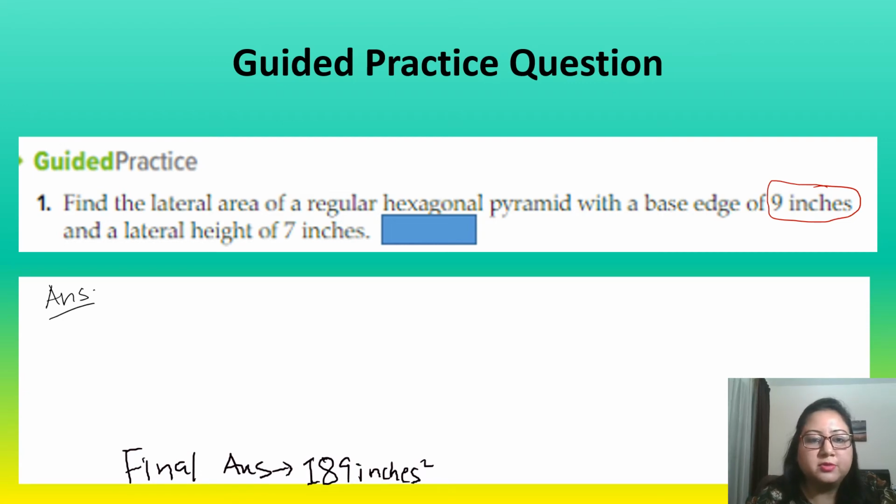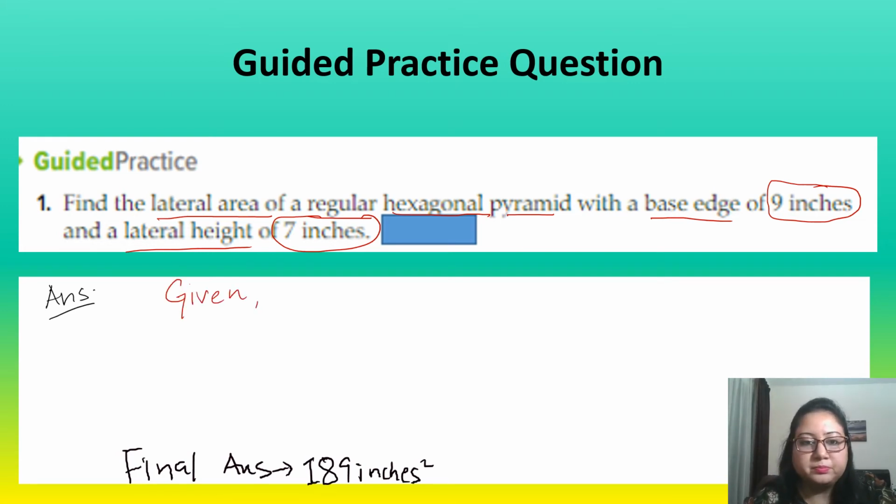So let's read it for the first time. Find the lateral area of a regular pyramid. So we have to find the lateral area. And what is this pyramid? It's a regular pyramid with a hexagonal base. That's why the name hexagonal pyramid. And each edge of the base is 9 inches long. So you highlight the number, and a lateral height of 7 inches. So two things are given to you. Let's first write what is given.